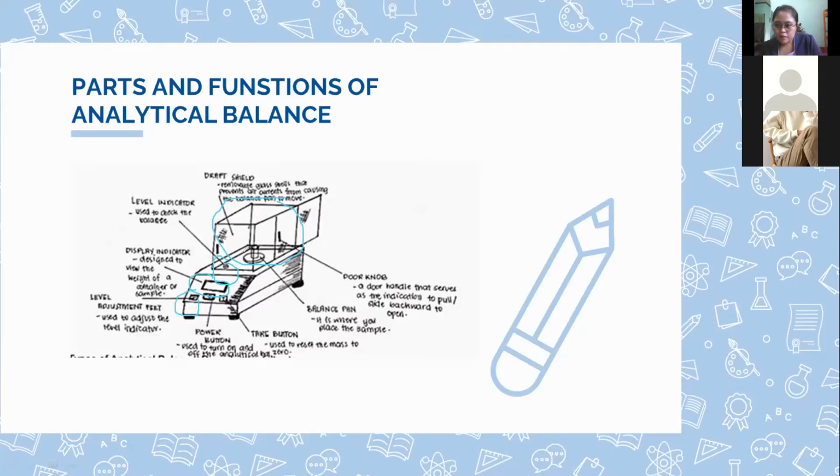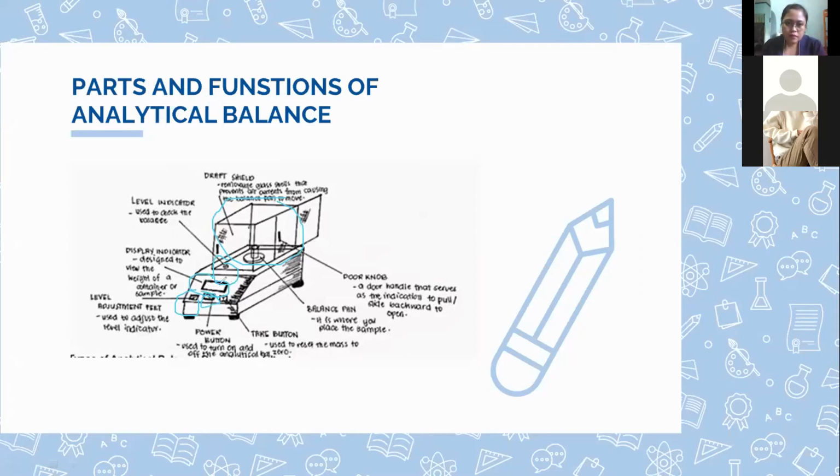So kapag gusto nating i-adjust yung balance at yung level indicator, iti-twist lang natin yung level adjustment feet. Next is the power button. So yung nasa center na button, yung power button natin. So kagaya ng iba na devices, ang use ng power button is to turn on or off the analytical balance.